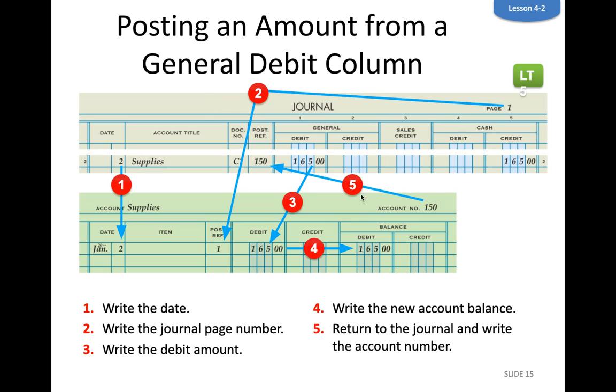This is a way to cross-reference your entries to just look and say, oh, okay, I want to see what my supplies balance was as of January 2nd. Okay, I know I did record that in the ledger. Account 150, that was my supplies account. I'm going to go in there and you can have a look and say, okay, well, as of January 2nd, I had a debit balance of $165. Okay.